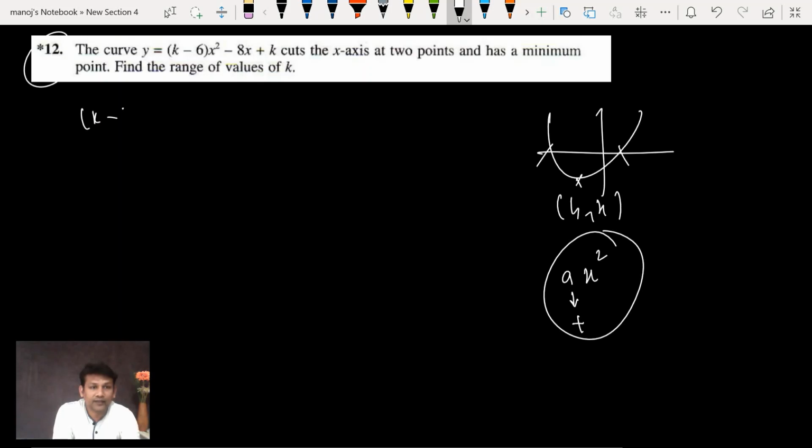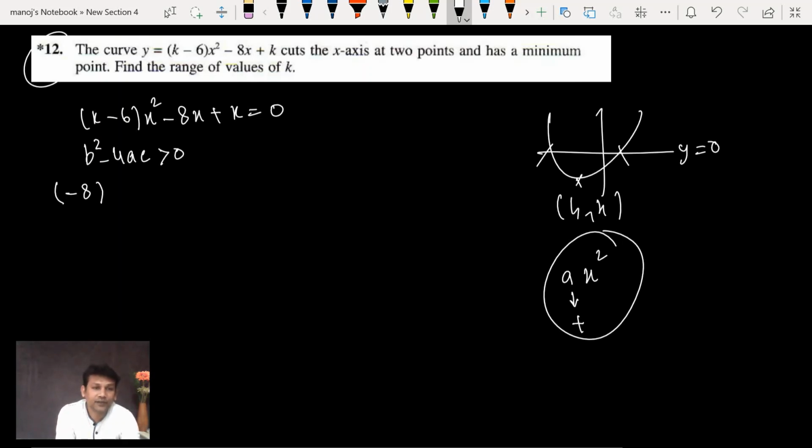(k minus 6)x square minus 8x plus k cuts the x-axis, which means y is 0. The discriminant, b square minus 4ac, is greater than 0. Here b is minus 8, a is k minus 6, c is k, and we are working with k only.